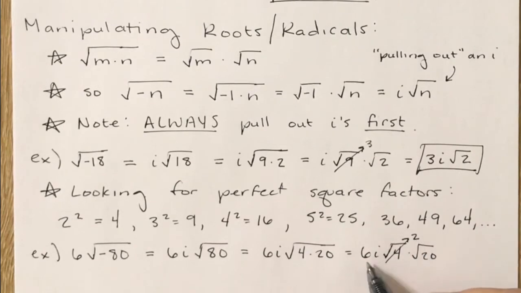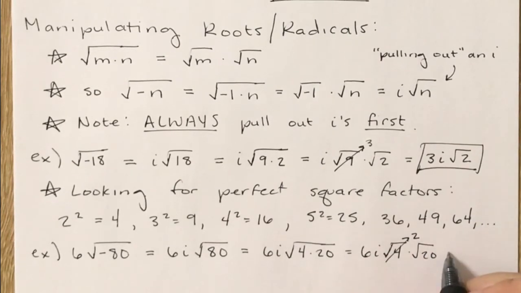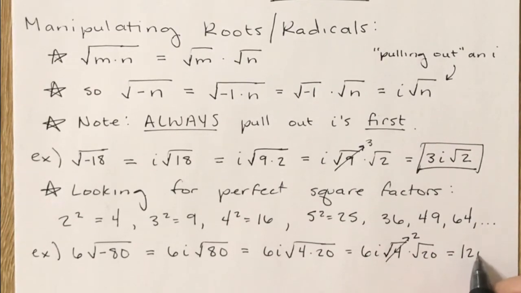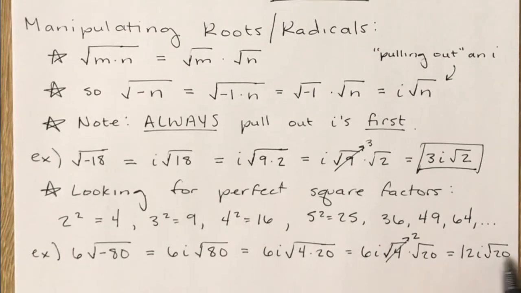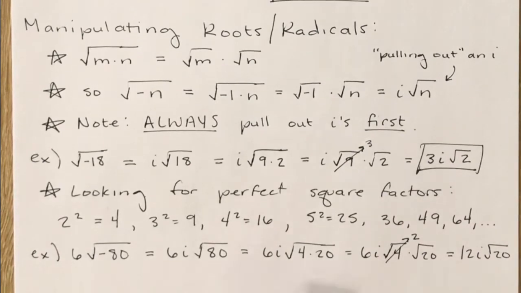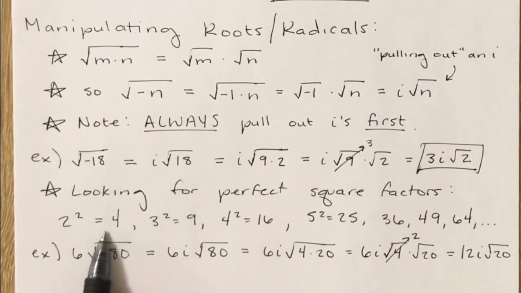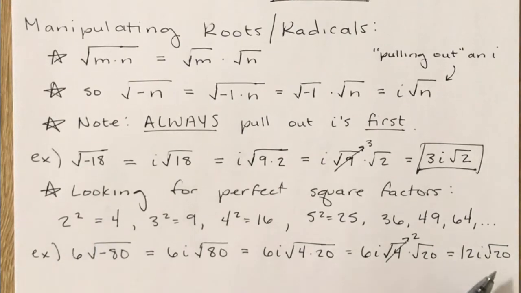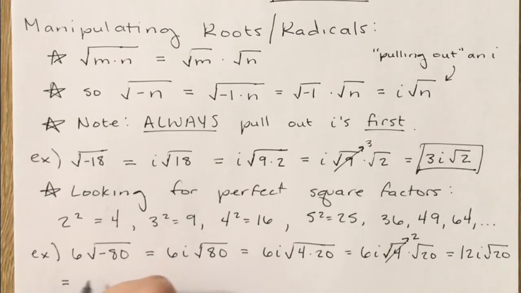Now I have 2 times 6 times i, so I can rewrite that as 12i times the square root of 20. Is this the answer? Are we done? Have we simplified all the way? Not quite, right? This square root of 20 can also be reduced. So remember, we want to look for perfect squares. 4 also is a factor of 20. So I can do the same thing again.